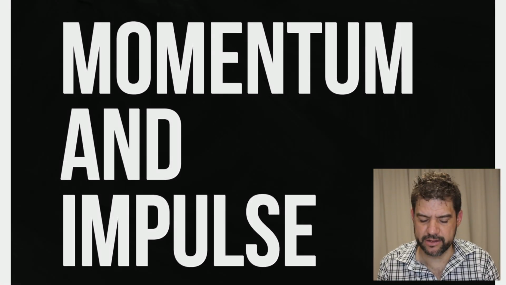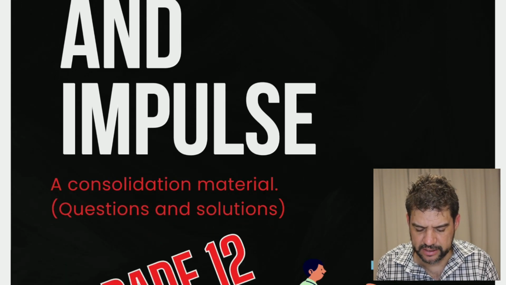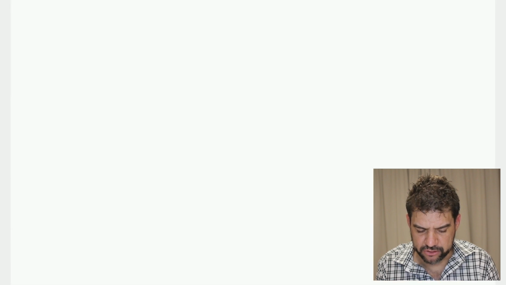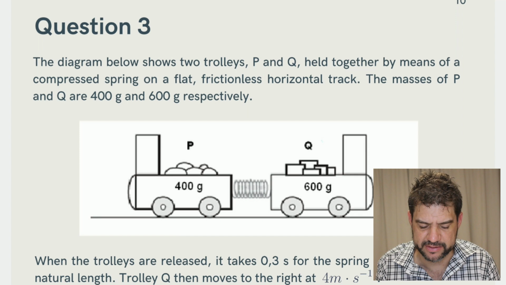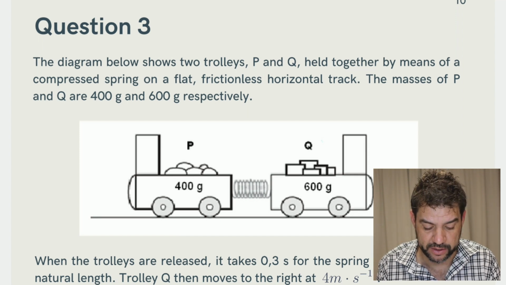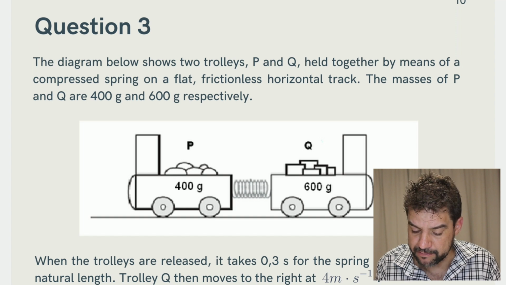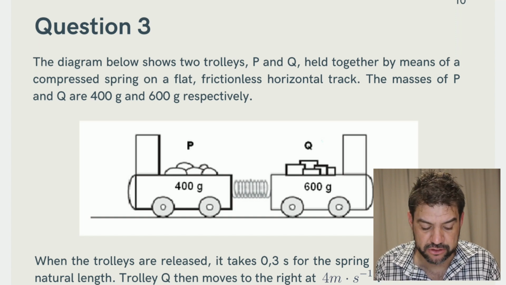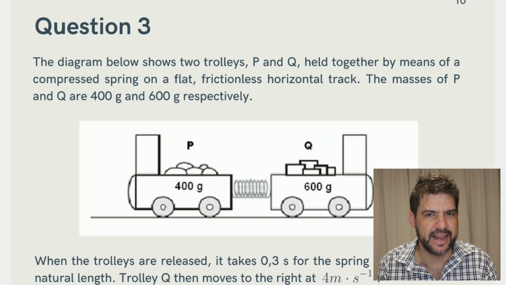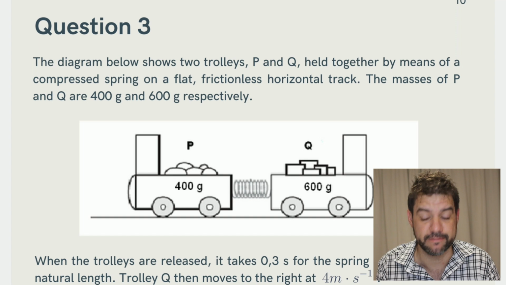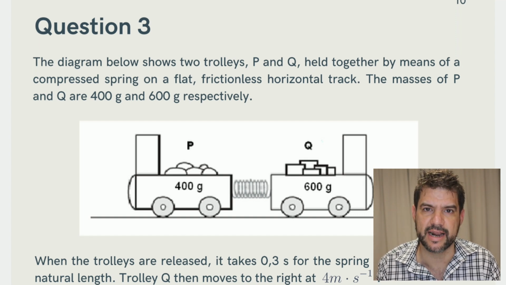So we are back here to the consolidation material, and this time we are going to be solving question 3. This question was done in one of the question papers previously, and it says the following. The diagram below shows two trolleys P and Q that are held together by means of a compressed spring on a flat frictionless horizontal track. Guys, this one is like the tracks that you did for the experiment. The masses of P and Q are 400 grams and 600 grams respectively.